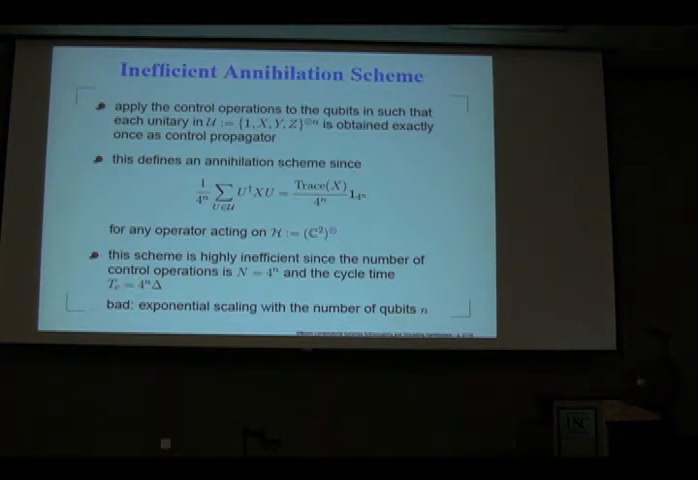Okay, but what is the problem? The problem is that this scheme is highly inefficient, since the number of control operations is exponential in the number of qubits.